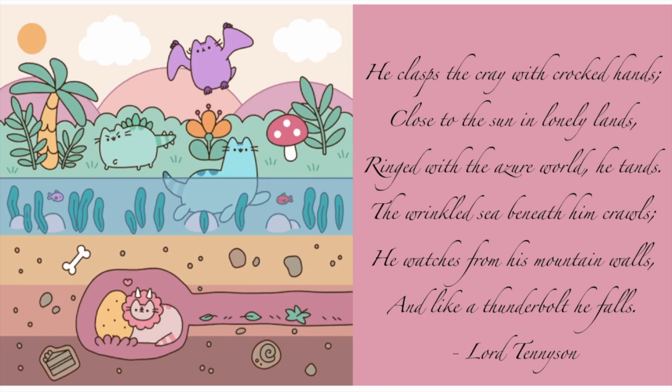Another example of hyperbole is found in the poem by Lord Tennyson that embraces the eagle. He claps the cry with crooked hands, close to the sun in lonely lands, rings with the azure world, he dance, the wrinkled sea beneath him crawls, he watches from his mountain walls, and like a thunderbolt he falls.